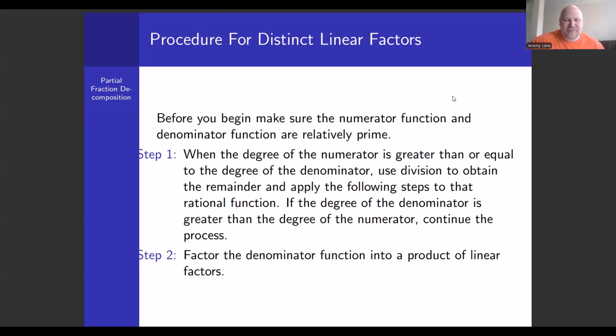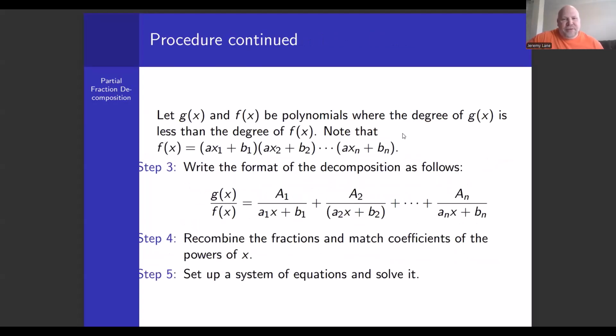Our second step is to factor the denominator function into a product of factors. Since our next video in the series is specific to linear factors, we will go ahead and say factor the denominator function into a product of linear factors. Because f and g are polynomials and the degree of g is less than the degree of f, this means that g is the numerator polynomial, f is the denominator polynomial. We can always rewrite f of x as a product of these factors. This is because of the complete factorization theorem from polynomial theory.